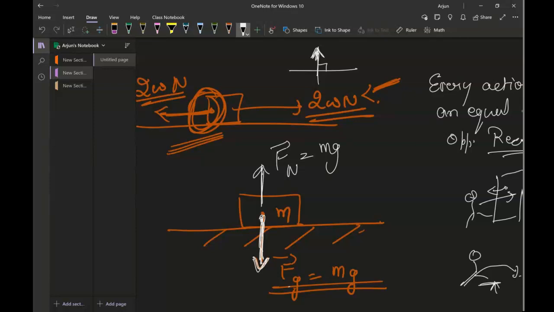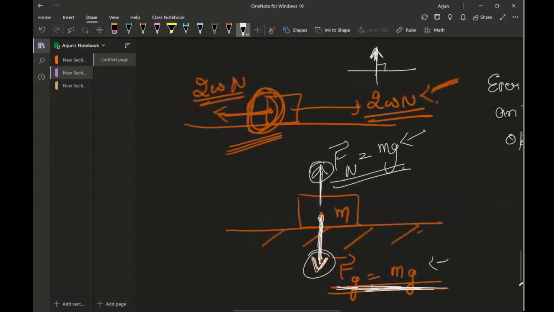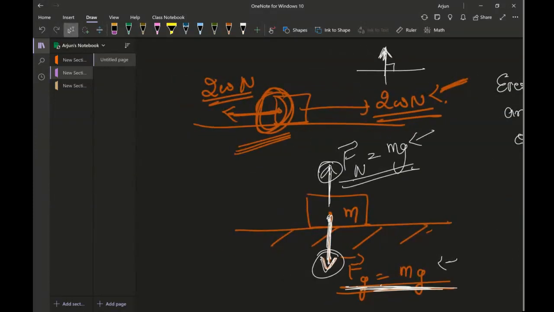This was in the downward direction. This arrow is showing downward, so I don't need to put a negative sign here. And this arrow is showing me the direction, so this magnitude is equal to mg. Now gravitational force, we got it, and normal force, we got it. Now the formula for frictional force will be equal to mu mg. That's how we calculate the maximum frictional force.